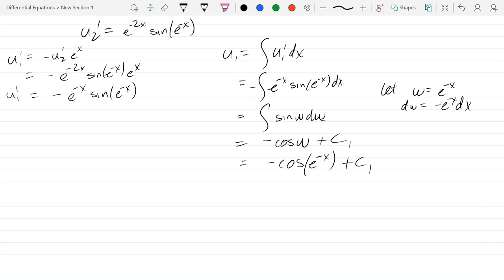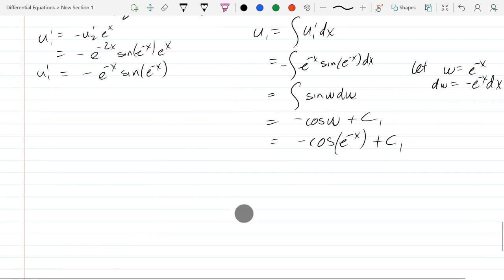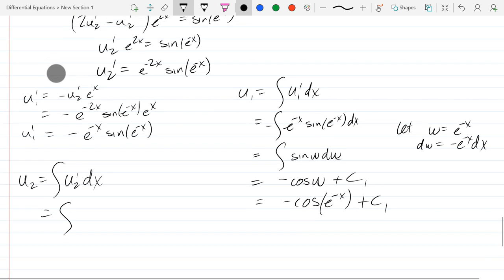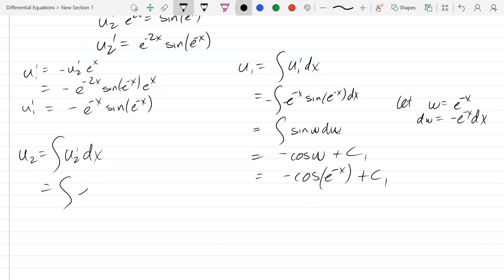All right, so that is our u1 function right there. Any questions on our antiderivative? u2 is similar, except I don't think our u sub is going to work out quite so well, but we'll get through it. So this is u2 prime dx. u2 prime is here, e to the negative 2x. So I think the same w substitution is a good start. So let's go ahead and apply this w sub.